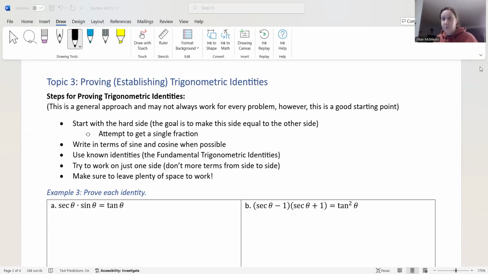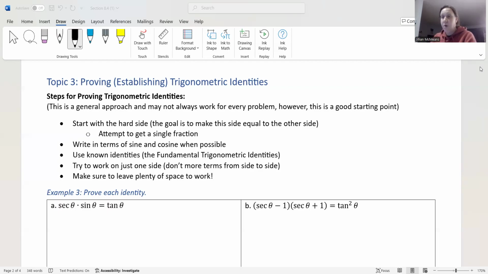For these types of problems, you just have to try something and you have to be willing to try and try again. So use pencil, give yourself plenty of space, and if you try something and it doesn't really go anywhere, start over and try something new. We do have in parentheses here, this is a general approach and may not always work for every problem. However, this is a good starting point.